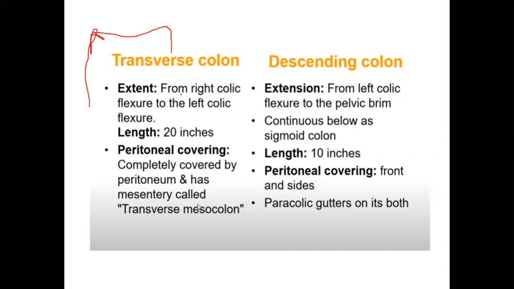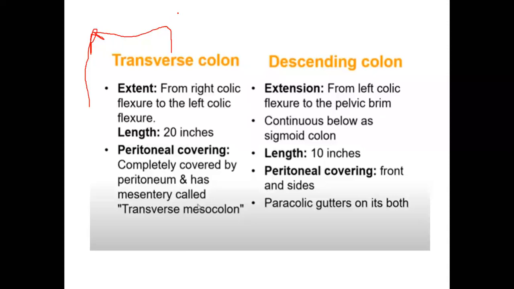So the transverse colon extends from the right colic flexure to the left colic flexure. Its length is around 20 inches. It is completely covered with peritoneum, and it has its own mesentery. The name of the mesentery will be transverse mesocolon. So whatever organ has its own mesentery, the name will be similar to that. That is the transverse mesocolon, the mesentery of the transverse colon.